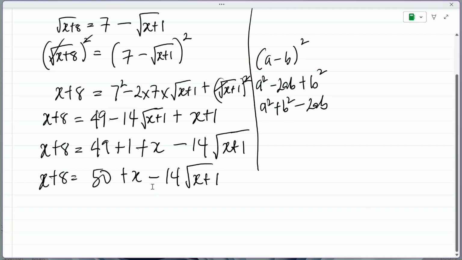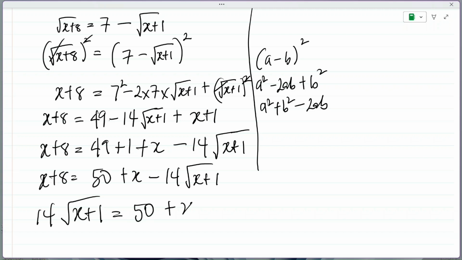At this point, I don't want my minus 14 root x plus 1 negative. And this is one entity, so I'm taking it with the negative over the equals sign and it turns positive. So you have it as 14 root x plus 1 equals, now I'm also taking this x and this plus 8 to the other side of the equals sign. Still on the right, you have 50 plus x. We've only taken the minus 14 root x plus 1 to the left.